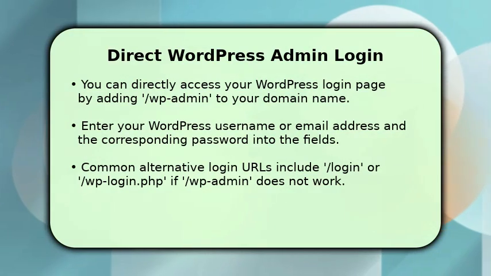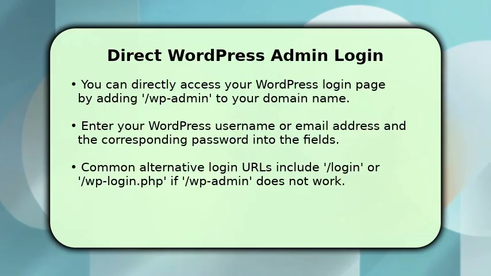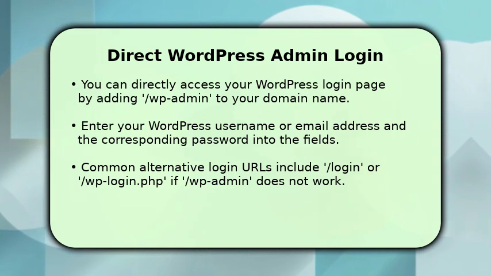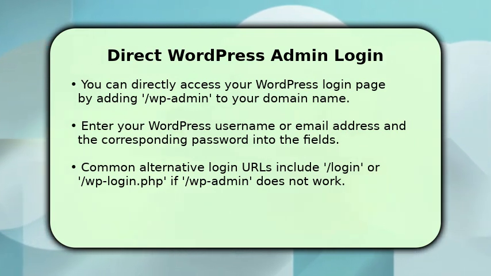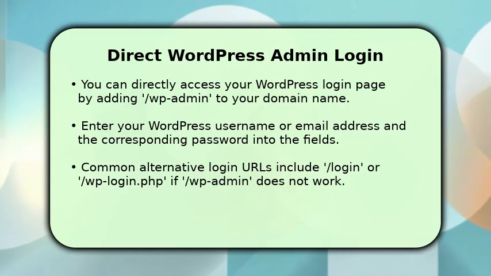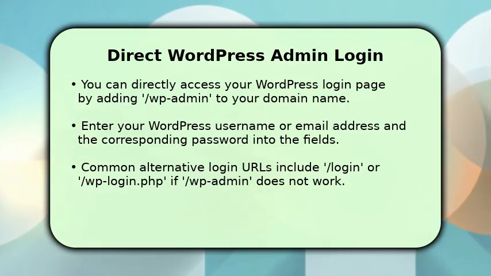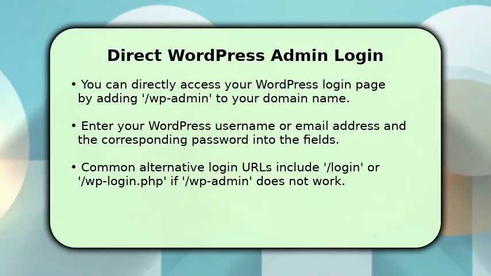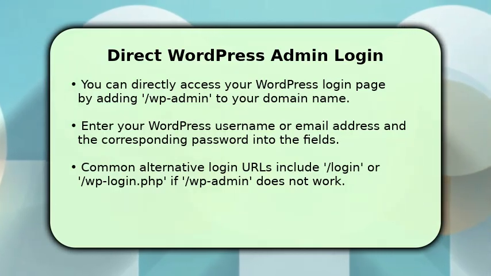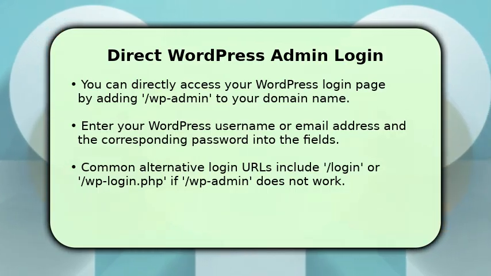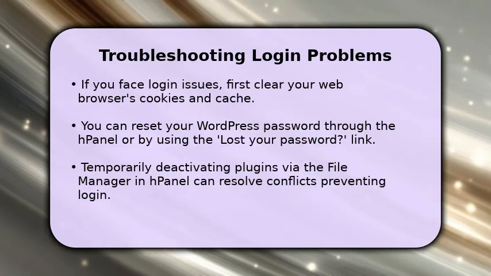Another common way to log in is directly through your website's URL. Simply open your browser and type your domain name, followed by a / and wp-admin. For example, yourwebsite.com/wp-admin. This will take you to the standard WordPress login page. Here, you'll need to enter the username or email and password you set up for your WordPress site. Remember, there are also variations like /login or /wp-login.php that might work.